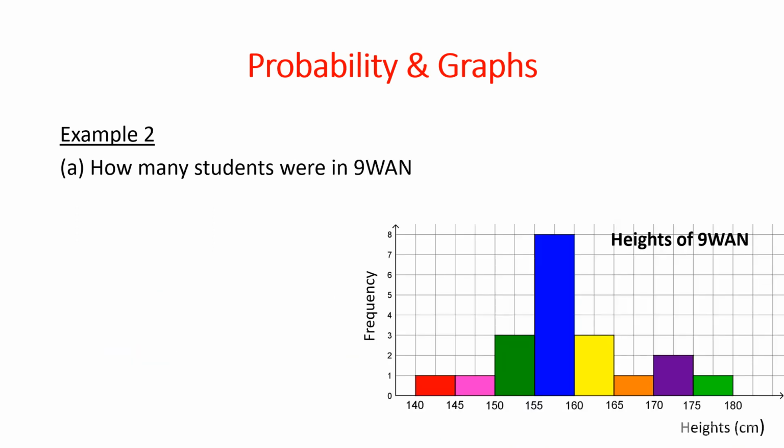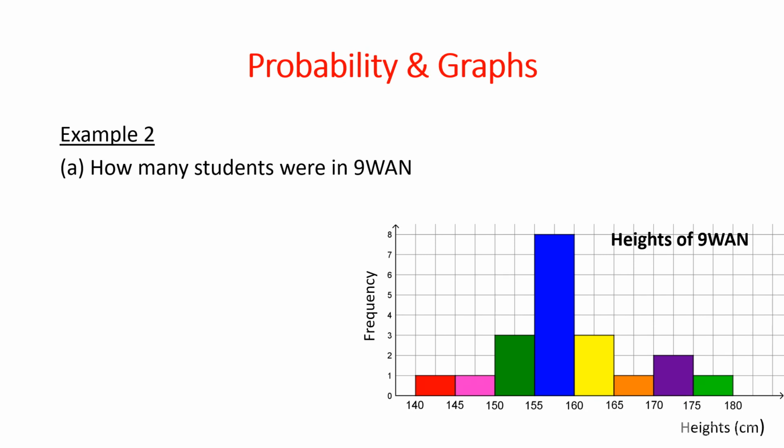Right, we're on to example 2, and this is not a bar graph anymore. It's a graph called a histogram, where we now put them into groups. So can you see there is 1 student that is between 140 and 145 centimetres tall? Can you see there are how many? 8 students. I'm looking at the blue bar. 8 students that are between 155 and 160 centimetres. So that's what we call a histogram.